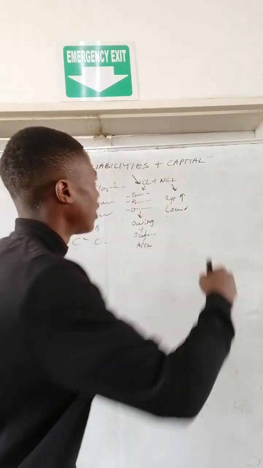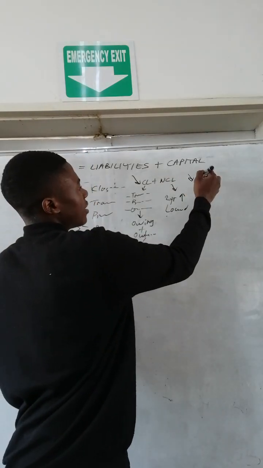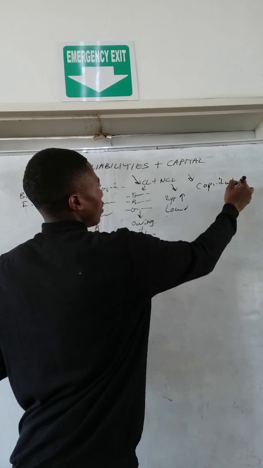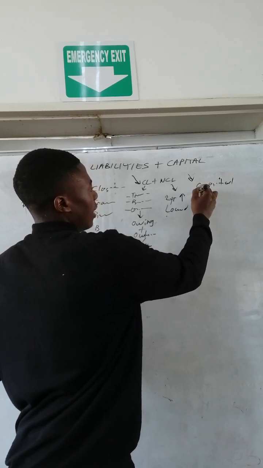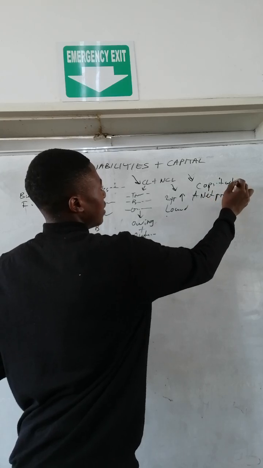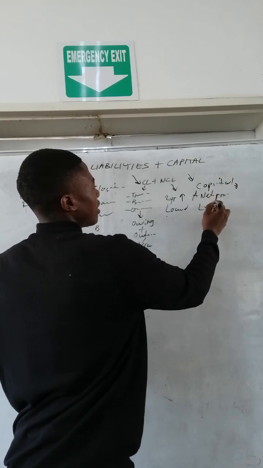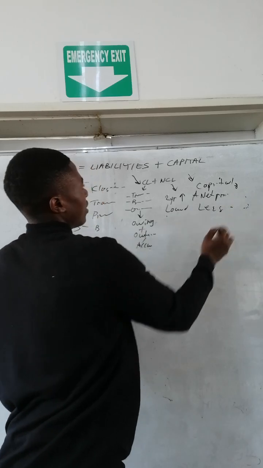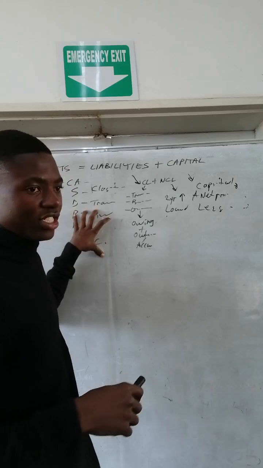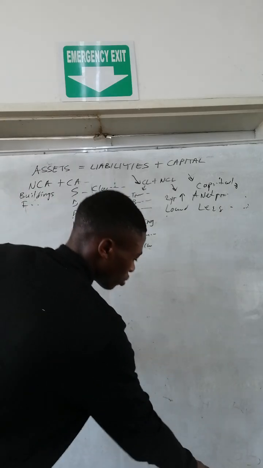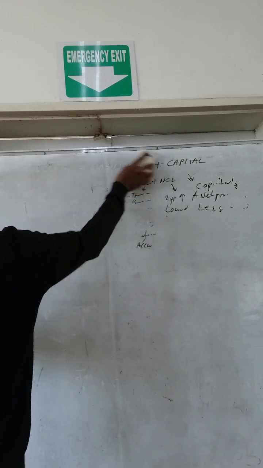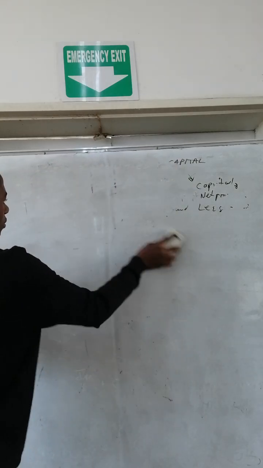Then on capital we have our actual capital. We have also our net profit. Net profit is added on capital. Then we less drawings on that one. That is our balance sheet. So I'm going to show you below the skeleton table.